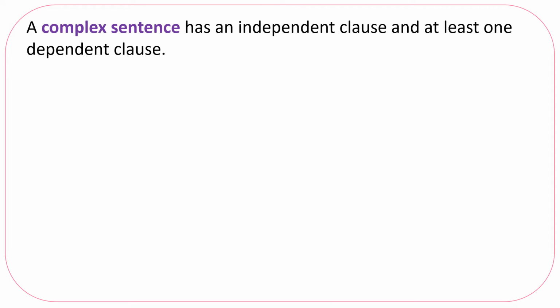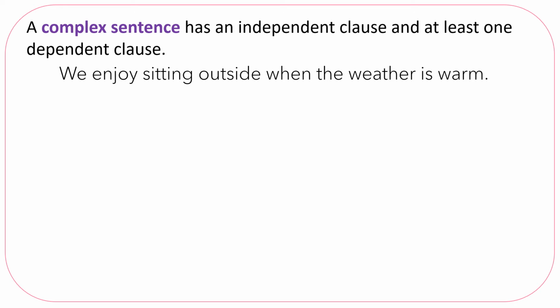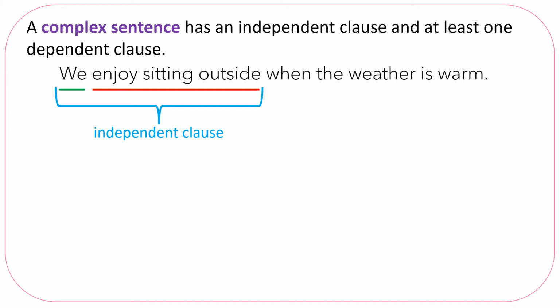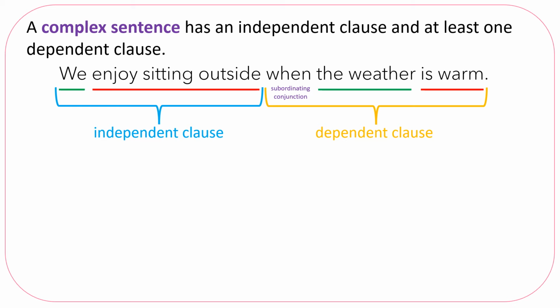A complex sentence has an independent clause and at least one dependent clause. We enjoy sitting outside when the weather is warm. We is the subject, enjoy sitting outside. That's an independent clause. Then we have a subordinating conjunction and the weather, which would be the subject, and is warm, which would be the predicate. When the weather is warm is a dependent clause. So that whole sentence is a complex sentence.